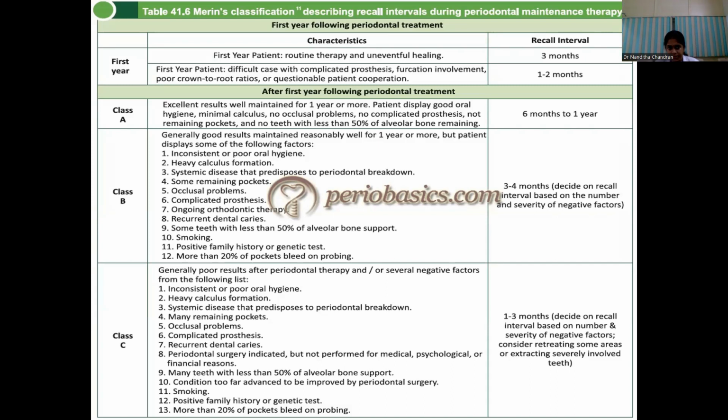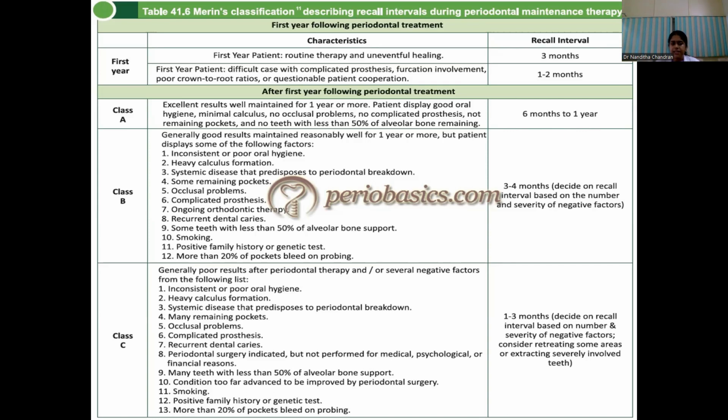Now the patient has completed the first year. After the first year, the periodontal treatment and recall of the patient will be as Class A, Class B, and Class C patients. Who are Class A patients? Class A patients are good patients, that is, excellent results, well maintained for 1 year or more. Patients having good oral hygiene, minimal or no calculus, no occlusion problems, no complicated prosthesis, no remaining pockets, and no teeth having less than 50% bone support. We need to recall them only after 6 months, so 6 months to 1 year.